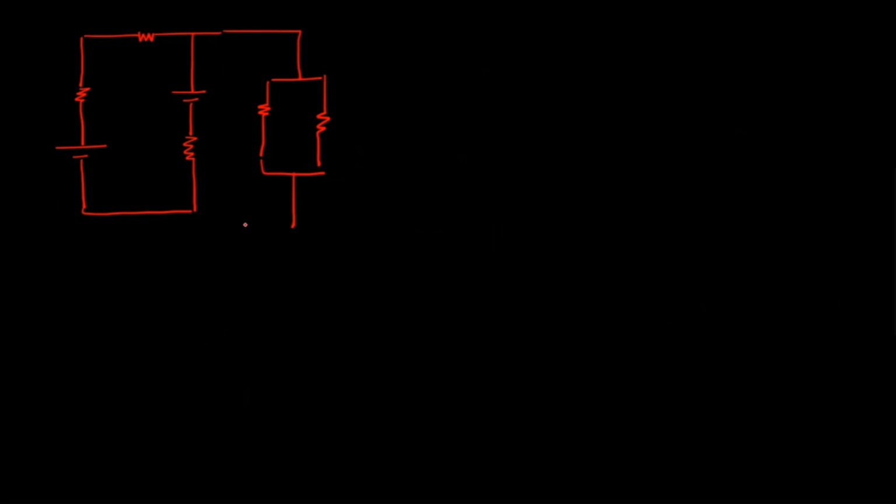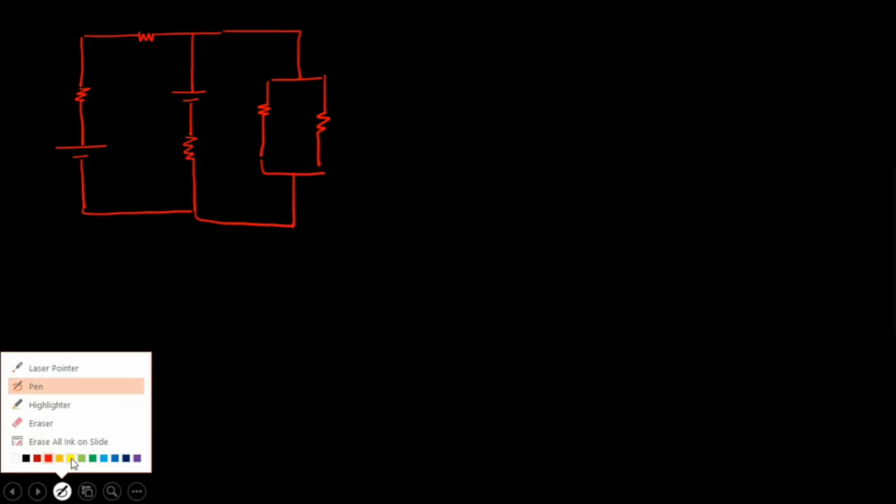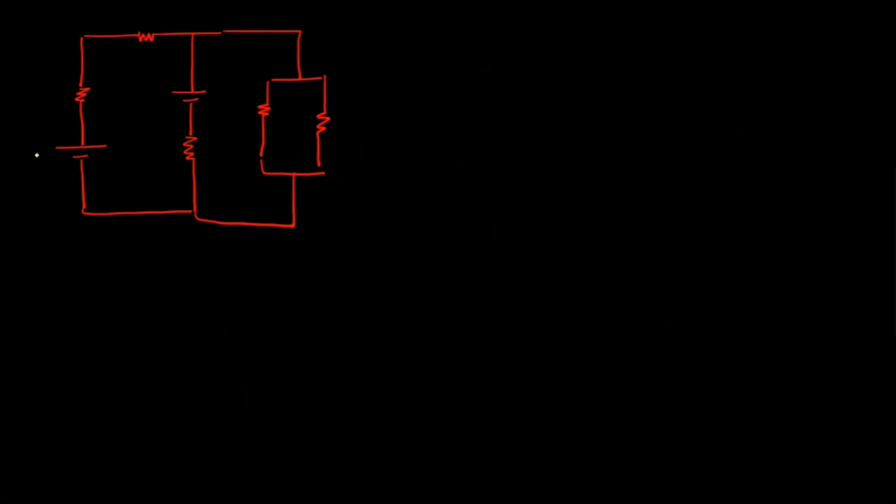So this circuit has so many components. What we are going to do is find out how current is going to get divided. Assuming this is the V1 potential, this is V2 potential, and all the resistors are R1, R2, R3, R4, and R5.